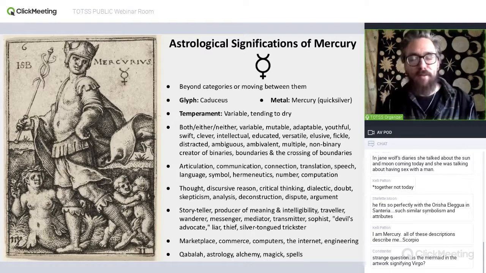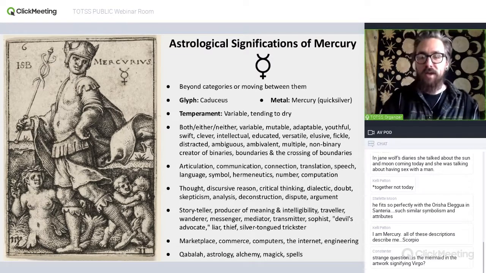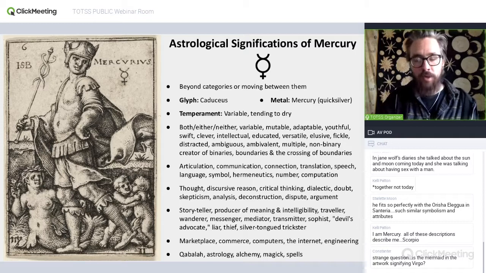Oh yeah, Constanter, that's a really interesting thing. I actually did a bunch of research about this image, trying to find other stuff about why Virgo was being pictured as a mermaid, and I couldn't find anything. I'm really curious about that too. So yeah, excellent question. I don't know the answer.